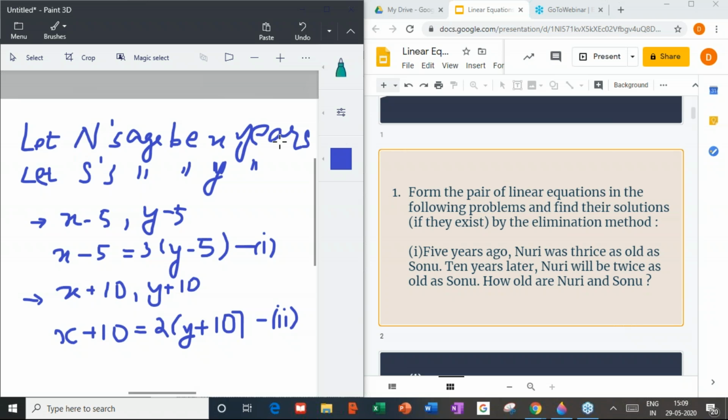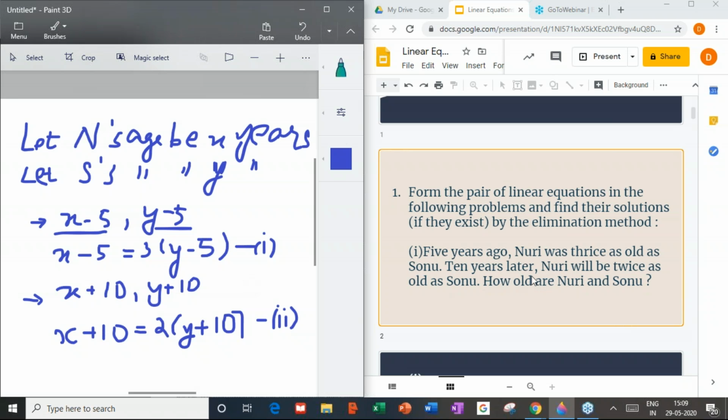First we write the statement saying let Nouri's age be x years. Write the complete sentences. I have just written N here. And let Sonu's age be y years. From the first sentence, 5 years ago, Nouri's age will be x minus 5 and Sonu's age will be y minus 5. The condition says Nouri was thrice as old as Sonu. So Nouri's age, which is x minus 5, is 3 times Sonu's age. From that you get equation 1.